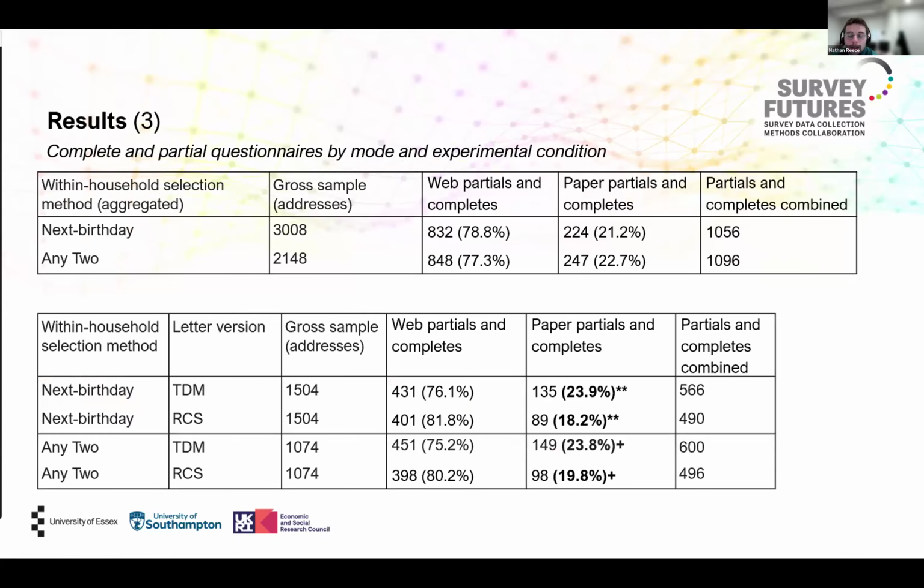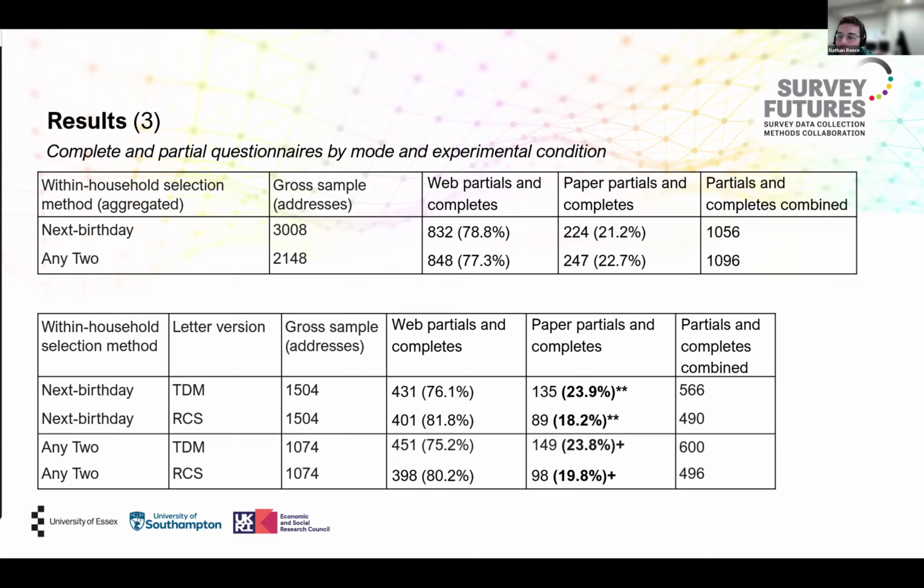Okay, so moving on, digging a little deeper into the mode breakdown. So across the 2 within household selection approaches, we didn't see a significant difference in the proportion of responses that we received on paper. Overall, for next birthday, that was 21.2%. It was 22.7% in NE2. The difference wasn't significant, but looking at the factorial elements, the TDM letter did end up with more paper.